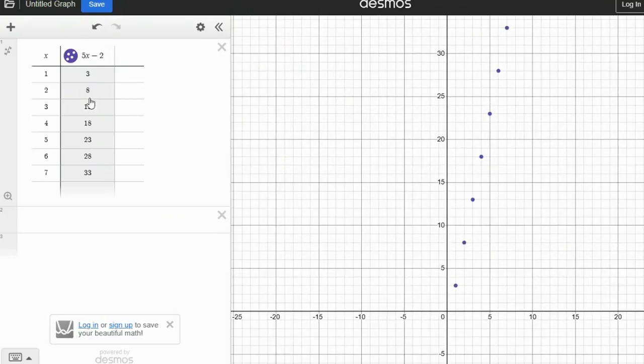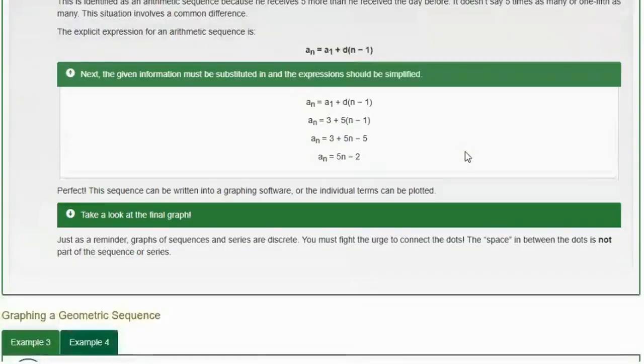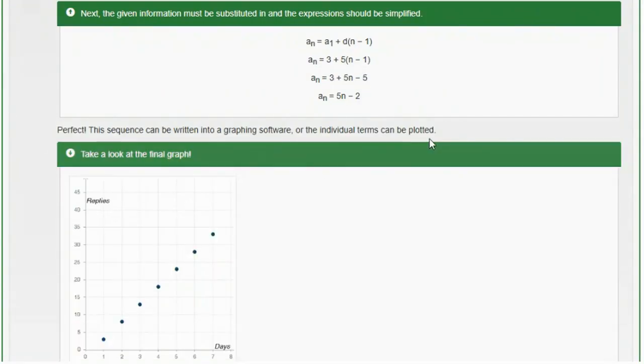But Desmos can do a graph if we set it up as a table with x and use 5x minus 2, or whatever it is. Instead of n, use x. And Desmos is happy to graph that for us. So let's see. They do the same thing. They take a sub 1 plus d(n minus 1), substitute in the 3 and the 5, distribute the 5 to get rid of the parentheses, and then you've got the 3 and the negative 5 you can combine. And then we put it in the graph.